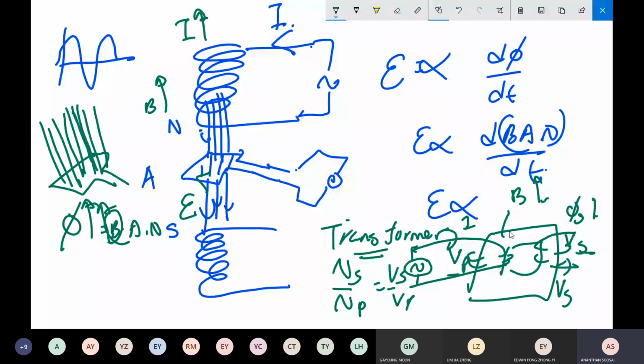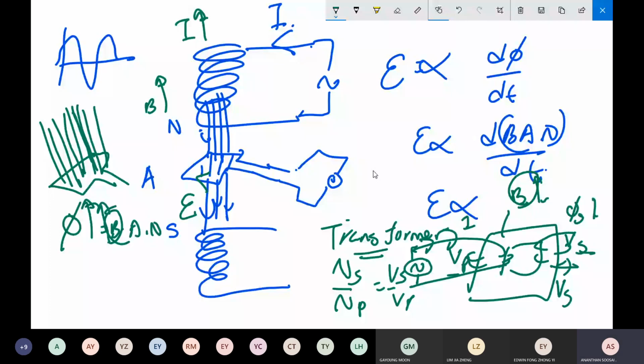So in this transformer, how is the voltage, the EMF, created? By changing the B. How has B been changed? By the current flowing in the electromagnet being changed. And this is another way of producing EMF. Any question from this?